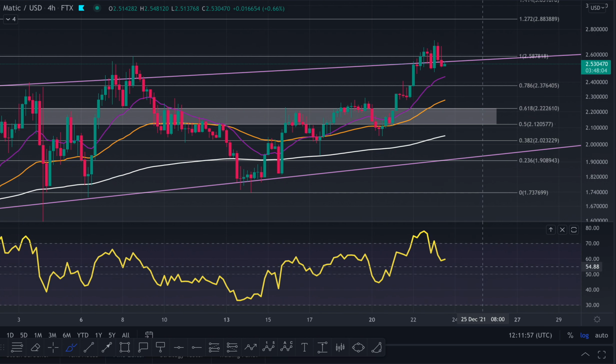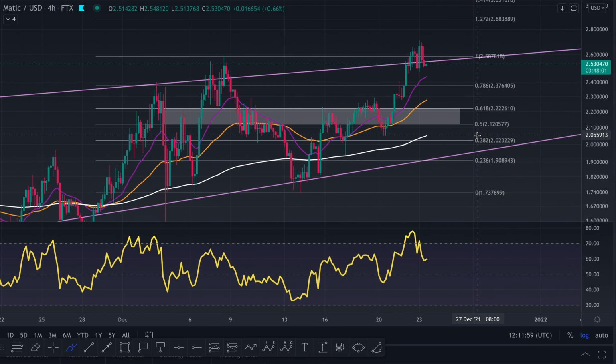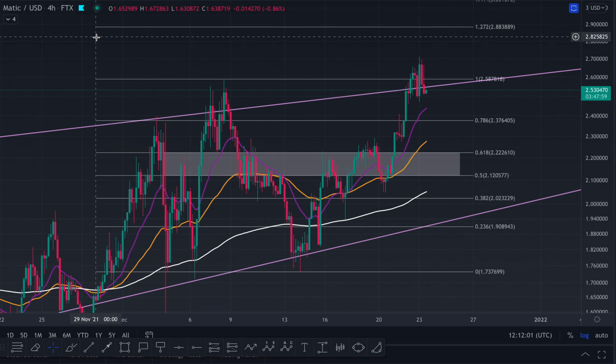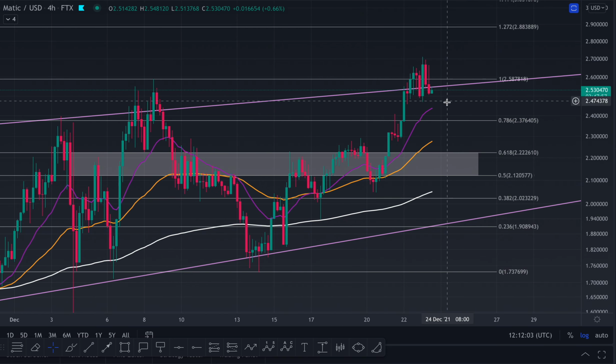Of course, I might be wrong, but I think that we are overextended from the EMAs, and if we're just completely forgetting about the RSI completely, we're overextended from the moving average, and actually you lost the one and back tested as resistance with wicks at the top.